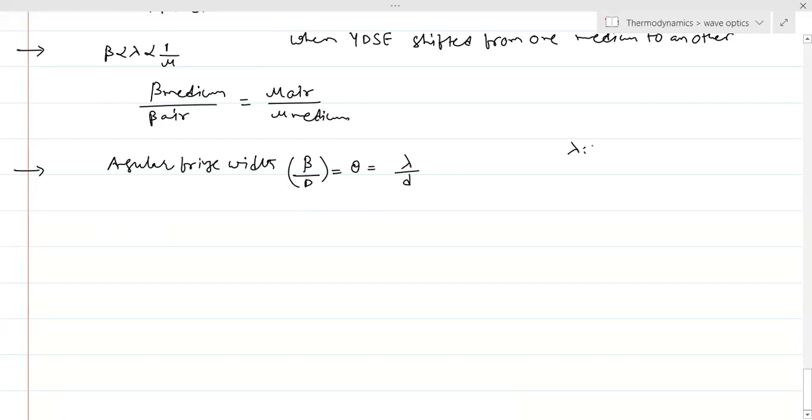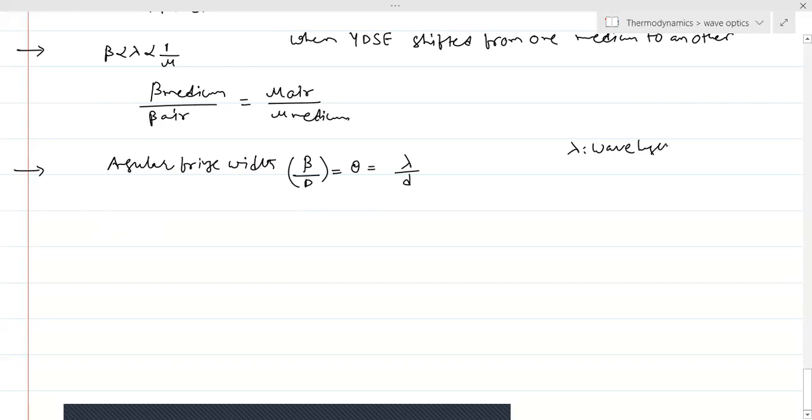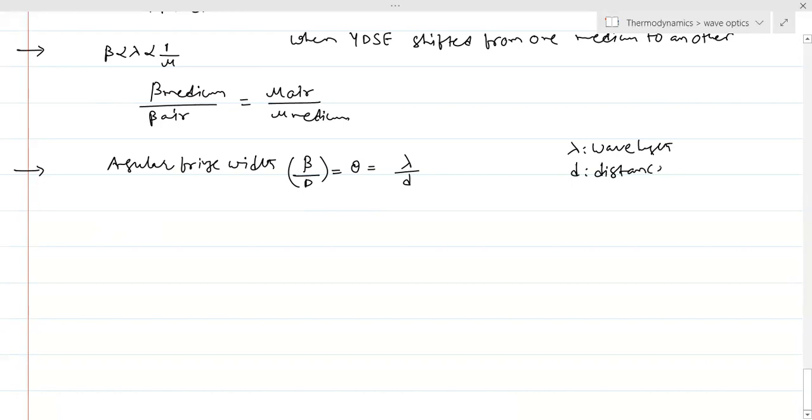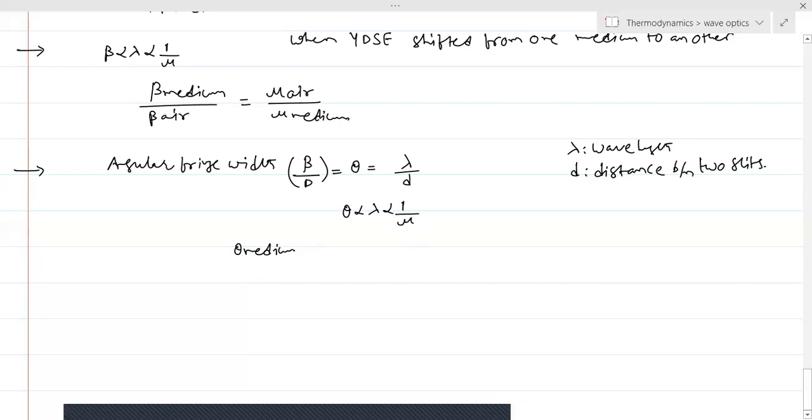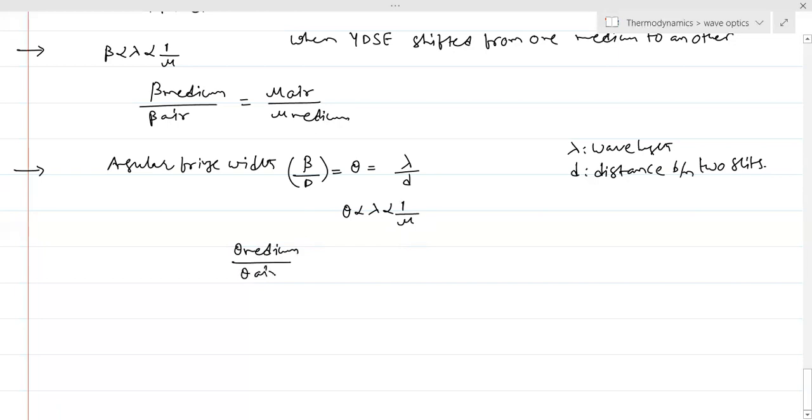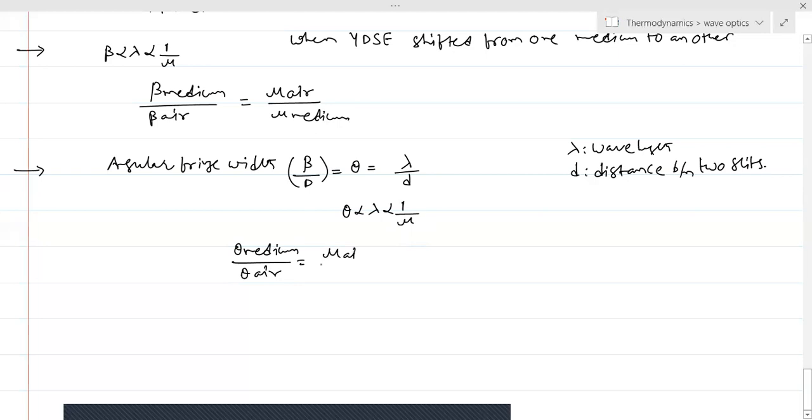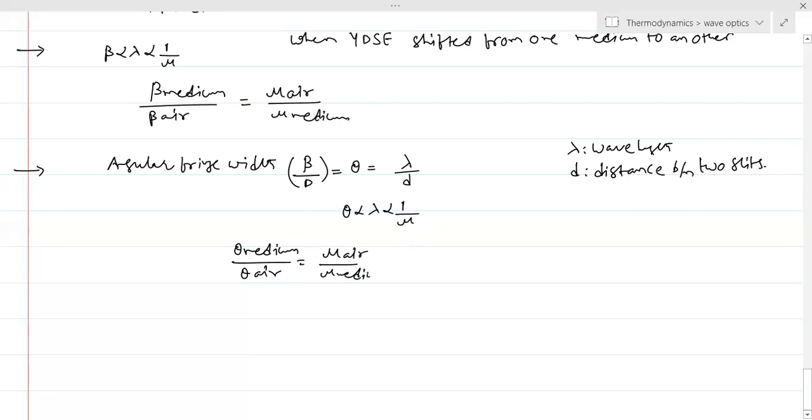Here lambda is the wavelength, and small d is the distance between the two slits. From here also, theta is proportional to lambda, and lambda is proportional to 1 by mu. Therefore theta medium by theta air is equivalent to mu air by mu medium.